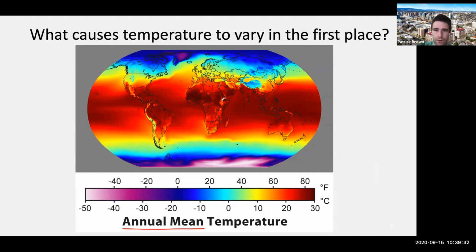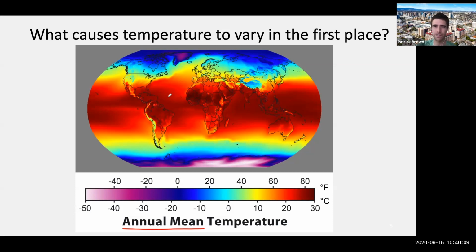And so, of course, where it's hottest tends to be near the tropics, near the equator. And where it's coldest tends to be at higher altitudes and higher latitudes. And so there's some clear pattern underlying this. In particular, the latitude aspect is what will come into play in this class. But this is a thought-provoking question: what causes temperature to vary in the first place?